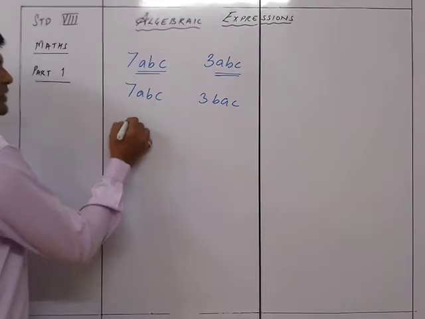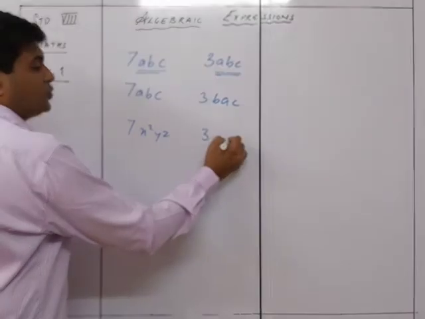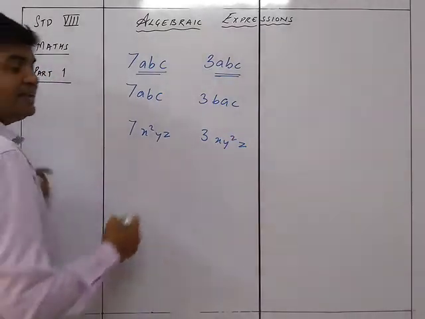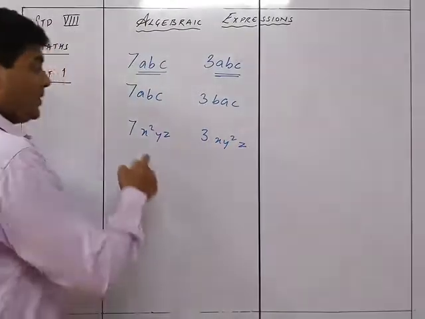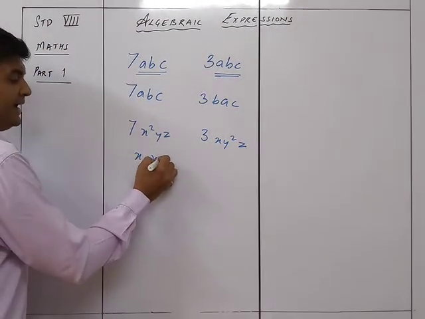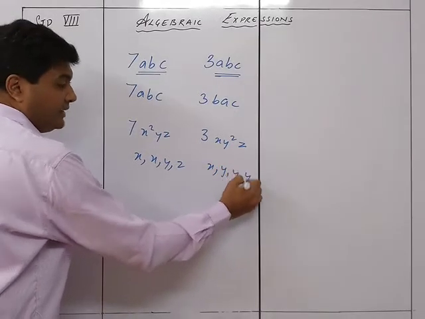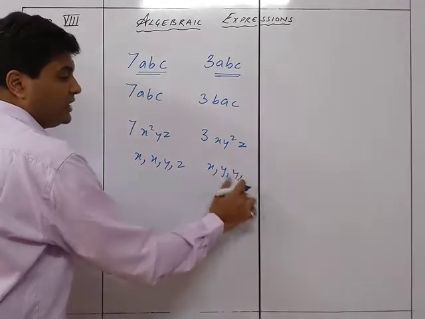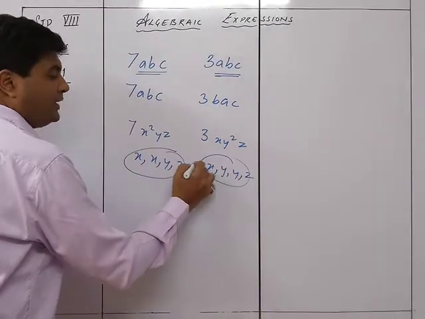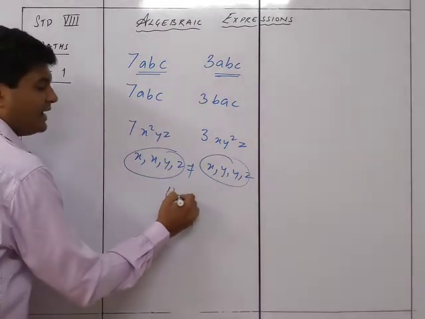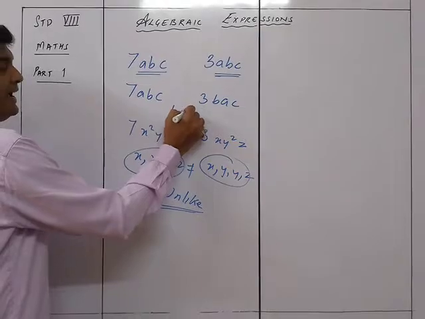Like for example, if I say over here 7x square yz and this is 3xy square z, then are these like terms? No, these are not like terms. Why? Because here there are 2 x's and here there are 2 y's, therefore this and this are not equal, hence they are called unlike terms. Whereas these are called like terms.